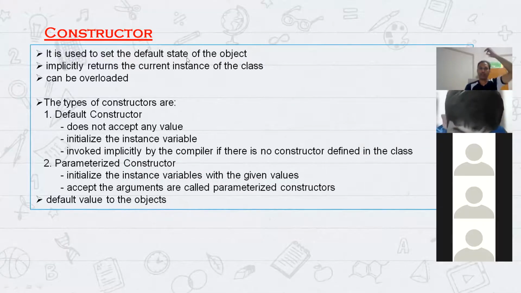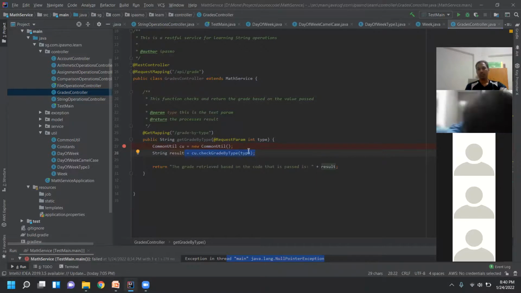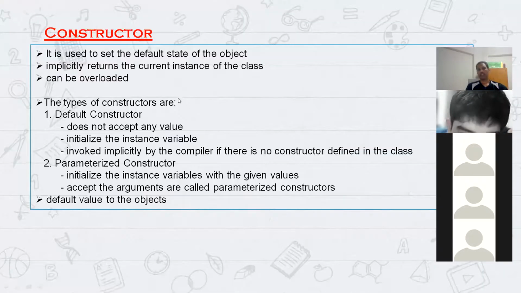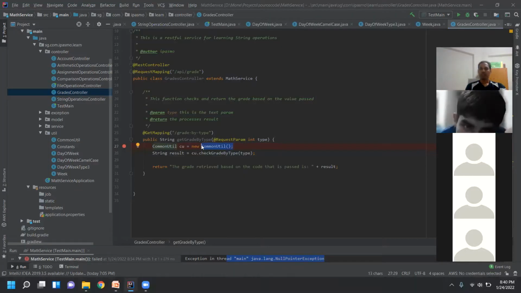Okay, so let's read out these statements. It is used to set the default state of the object. In this case, we don't have any values here, so the default state is empty actually. It will just initialize the class. An instance of the class will be returned, and it implicitly returns the current instance of the class. Common util is the class, right? So you are declaring an object of type common util using the new keyword. The object is not assigning the default values. That's why.